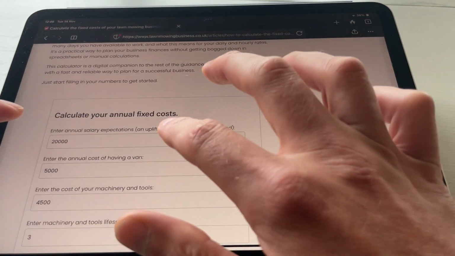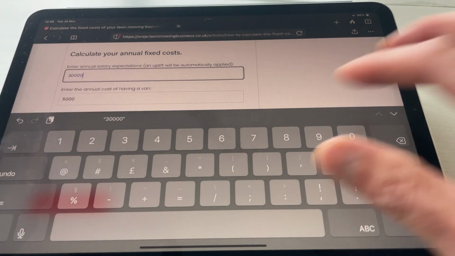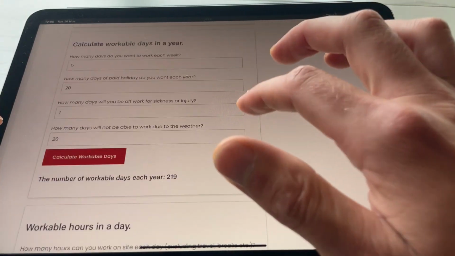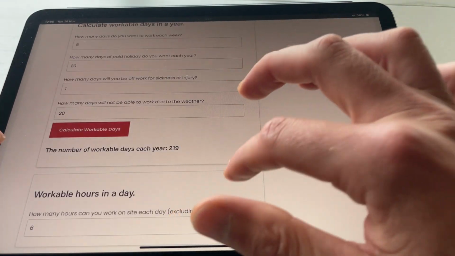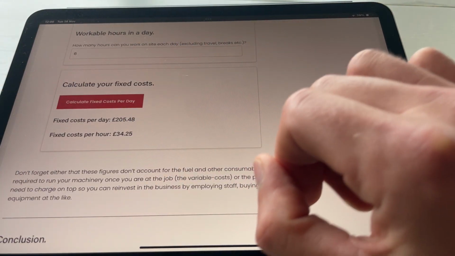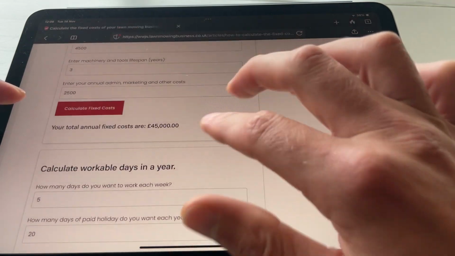If we now bump ourselves back up to the £30,000 that we wanted originally, okay, it then means that we're back up to the £45,000. We're working 219 days a year, and that means that we've got to be earning £205 a day. So you can see how useful this is, and you can play with your numbers.